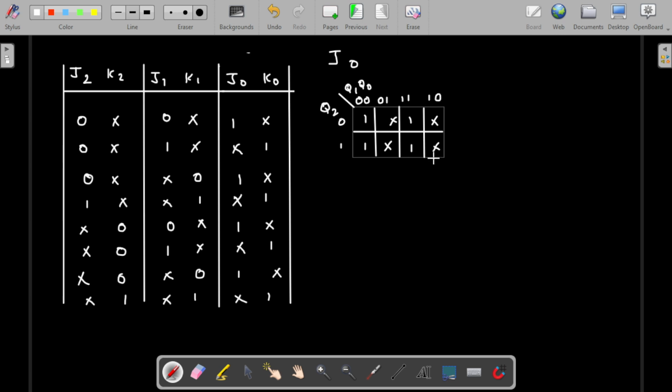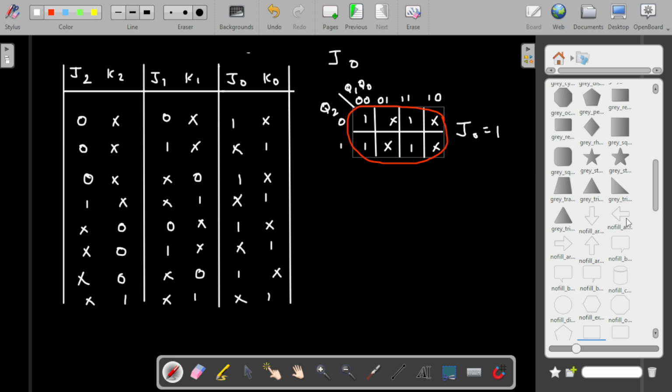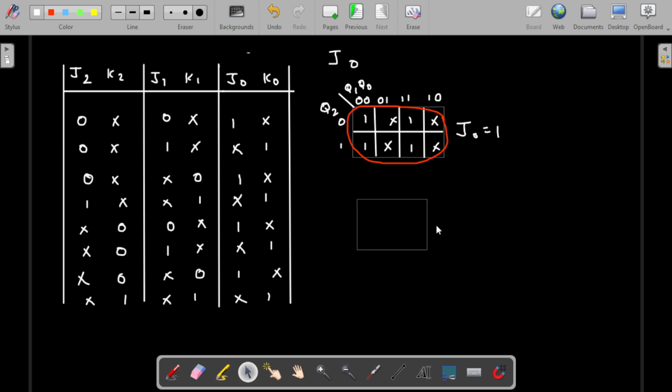So if we find out the equation for this one, then J0 will be equal to this one. So how we can map is that we can take all the things. We can even take the don't care condition here. So if everything is 1, then J0 will be equal to 1. Okay, so let me draw another one and then fill in the rest, because it's a normal K map, right? So let me fill it faster.